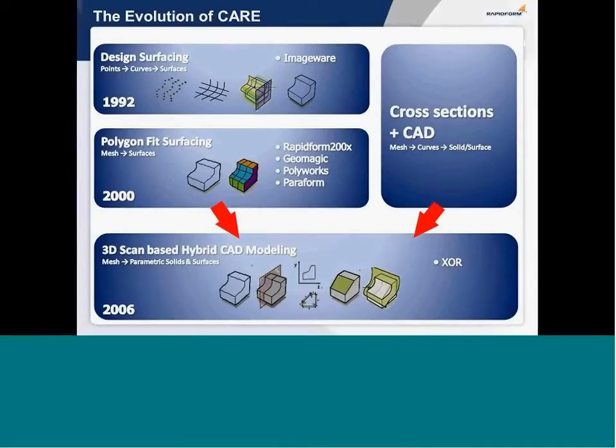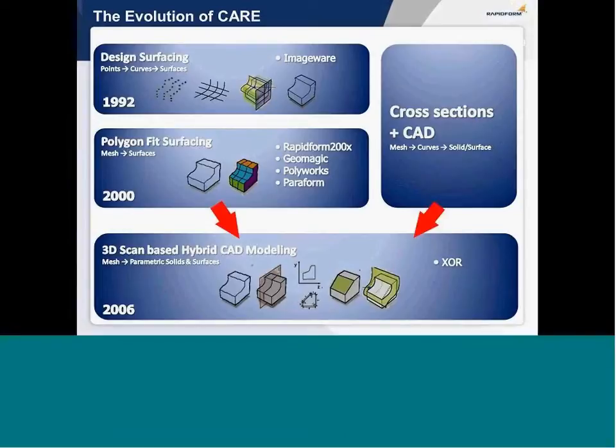And one word about the evolution of computer-aided reverse engineering. Actually, in 1992, it started to develop the reverse engineering, the 3D reverse engineering with design surfacing. Some points were captured, and using those points, curves were created, and from that curves, loft surfaces were created, and those loft surfaces were transferred to CAD.